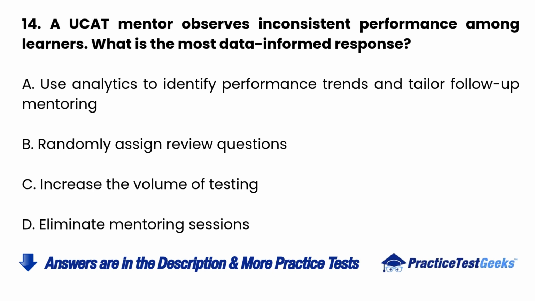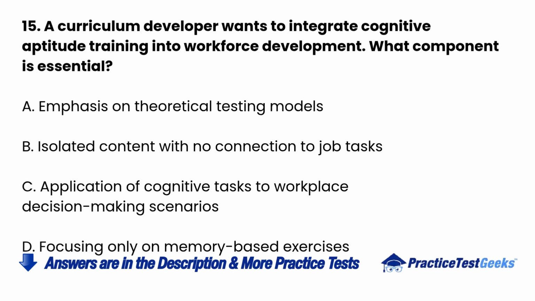14. A UCAT mentor observes inconsistent performance among learners. What is the most data-informed response? A. Use analytics to identify performance trends and tailor follow-up mentoring. B. Randomly assign review questions. C. Increase the volume of testing. D. Eliminate mentoring sessions.